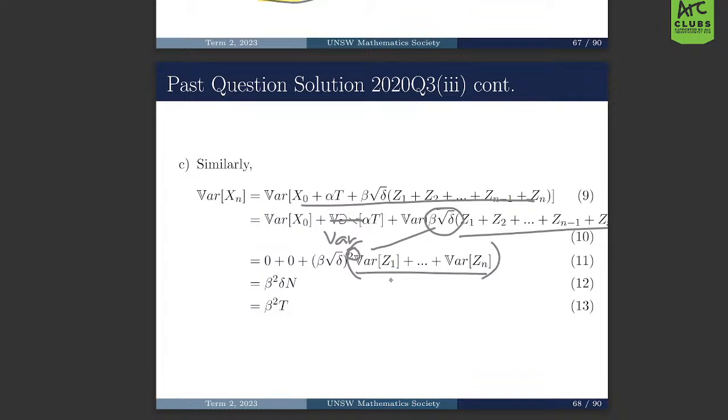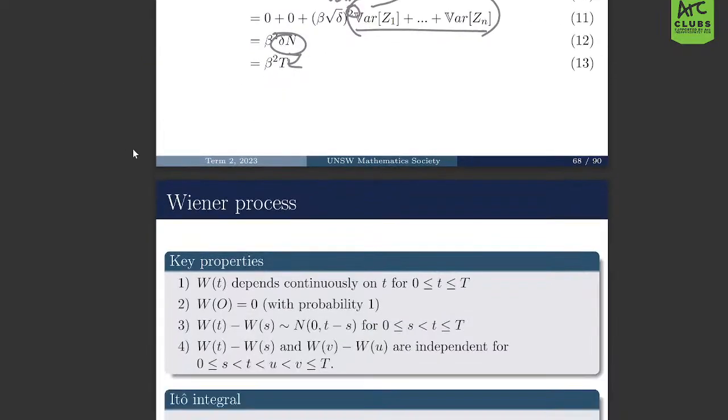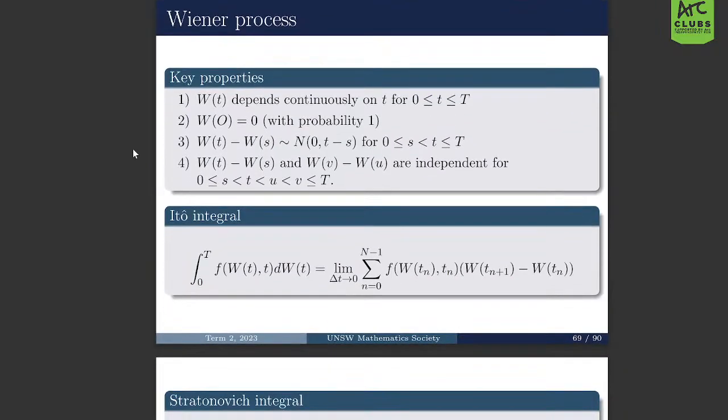We know a standard normal variable has a variance of 1, so there are n of them, that's why this n came. And then again, these two combine to give you t, that's given by a formula inside the question. So nothing too hard about that question. It's really just some algebra, and it should be trivial to do by now. So the next topic inside this chapter is our Wiener process.